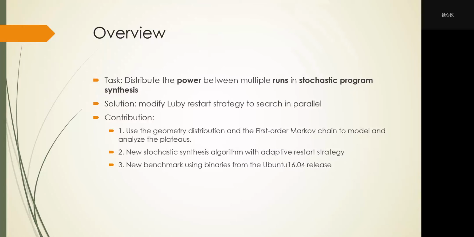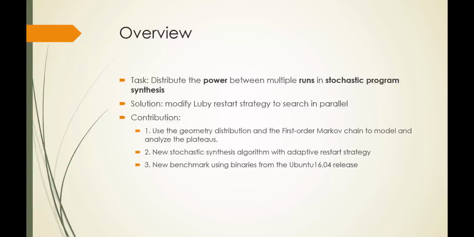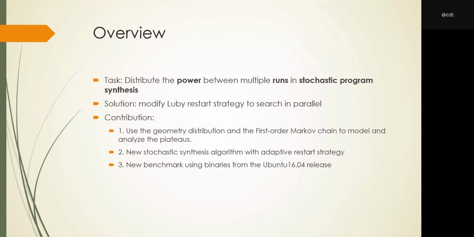The solution is mainly about modifying the looping sequence to search in parallel, and they also made some optimizations. But the most important part is that they use Markov chains and geometric distributions to describe why their strategy can be useful.